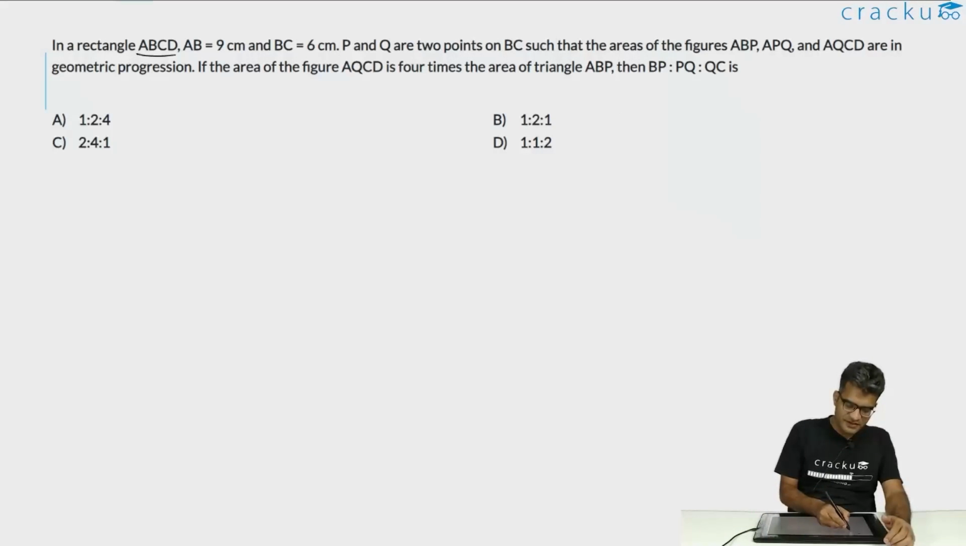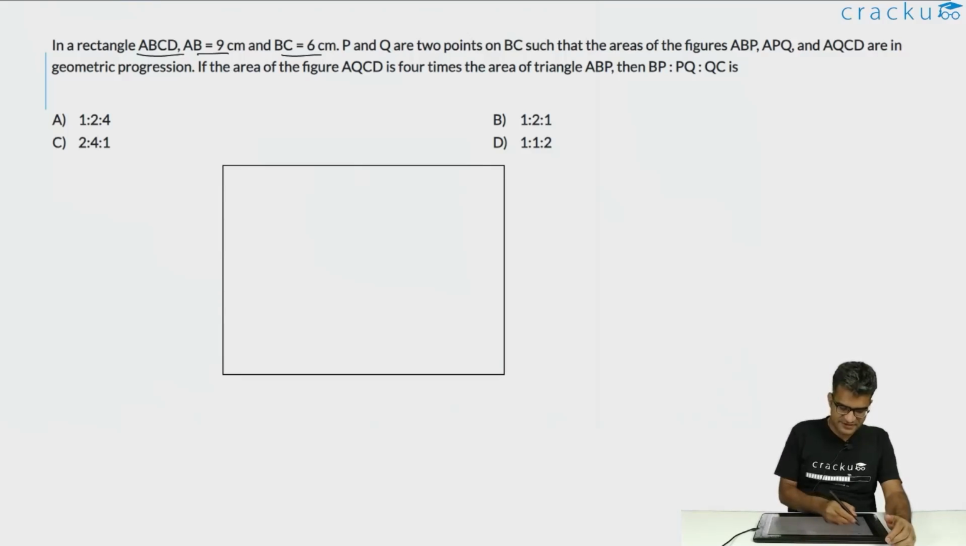In this question, we are told that there is a rectangle ABCD where AB is 9 centimeters, BC is 6 centimeters. So let us assume that this is how the rectangle is. This is A, B, C and D. AB is 9 centimeters, BC is 6 centimeters.